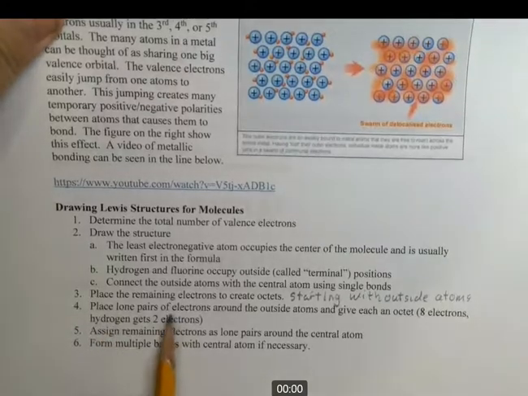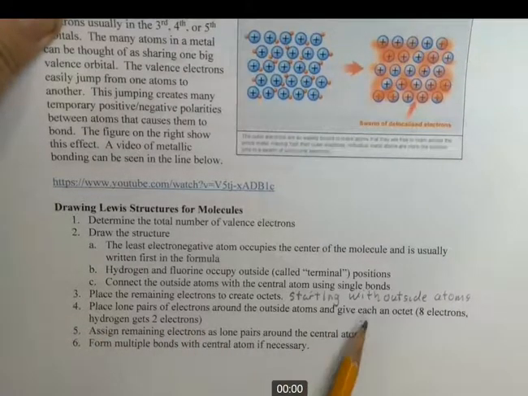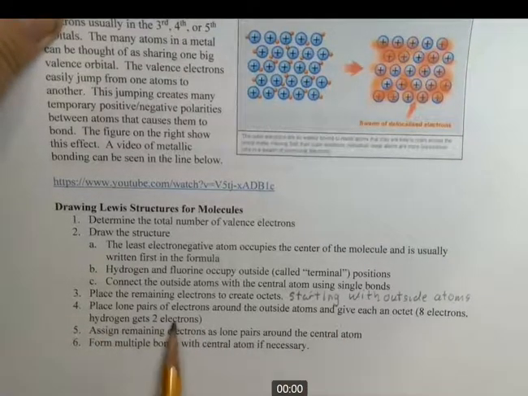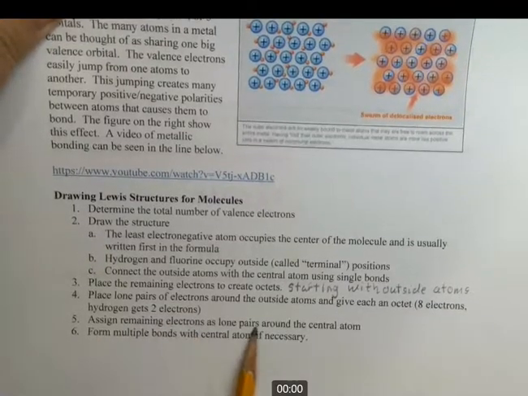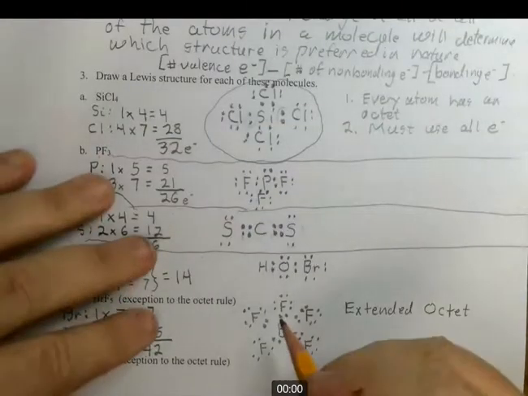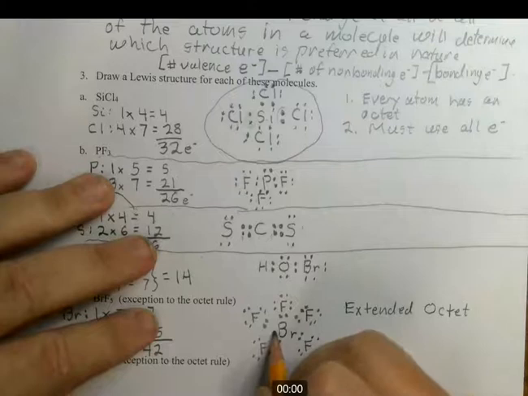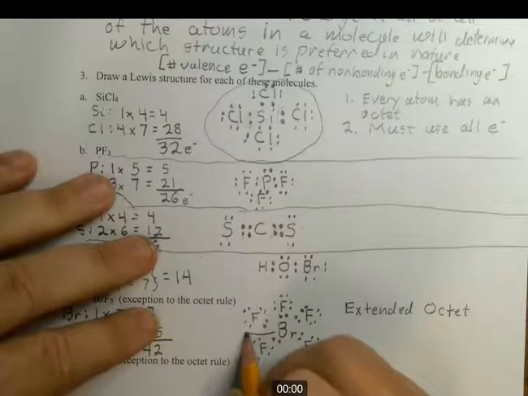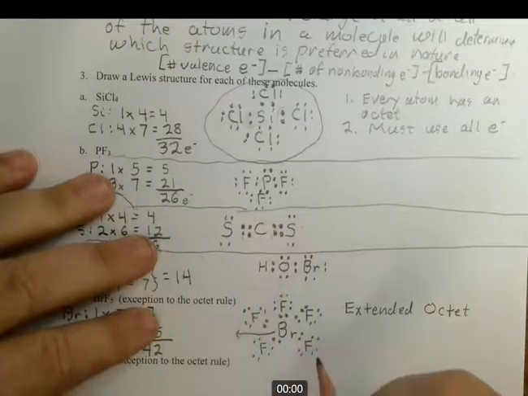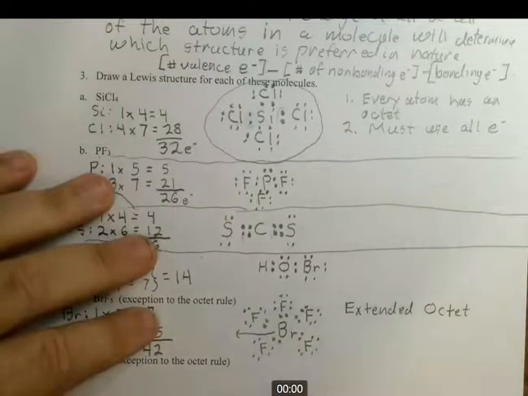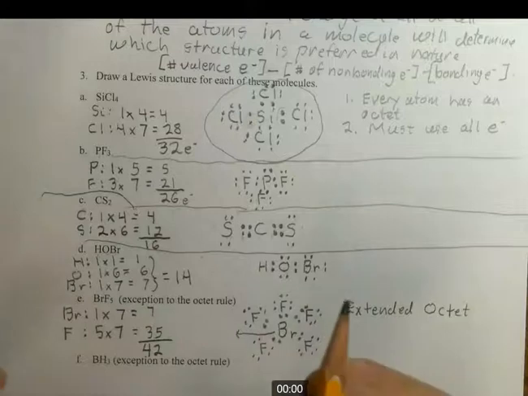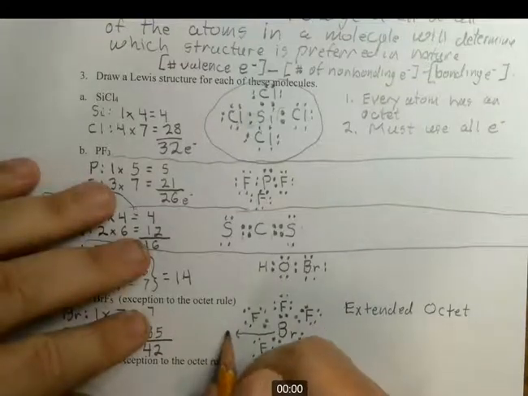It says place lone pairs of electrons around outside atoms to give each an octet. We just did that. Okay, number 5, assign remaining electrons as lone pairs around the central atom. So we have 2 left, and it's getting a little crowded in here, so I'm going to just draw an arrow. So right next to bromine, not next to any of the fluorines. It's not between any of the fluorines and bromine. It's just on bromine by itself. It's a lone pair. It's not bonding. I'm going to draw 2 more electrons.